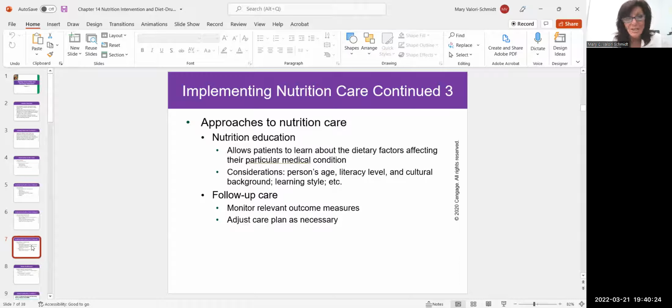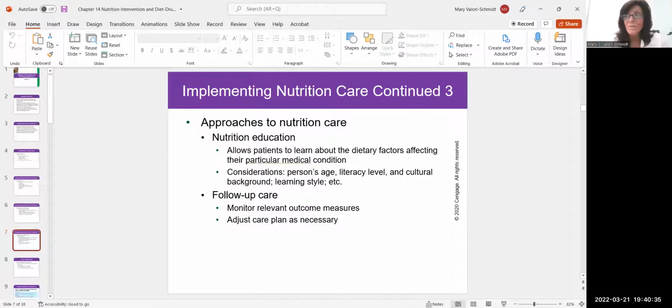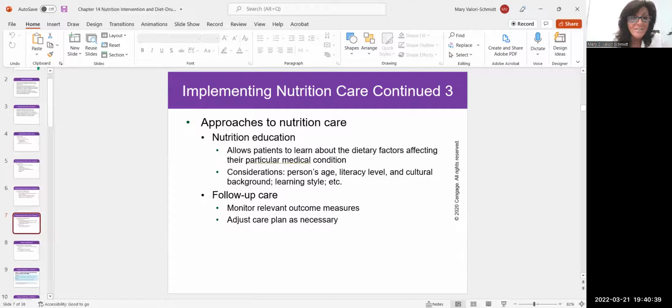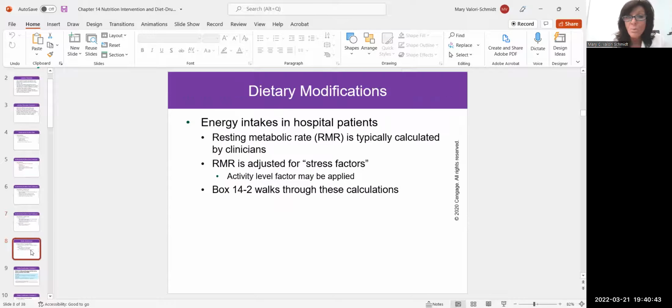And we educate the patients, make sure that they understand what the disease process is that they have. And when we educate, we always take into consideration things like, what's their age, what's their literacy level, what's their learning style, what's their cultural background. All those things are important to take into consideration.